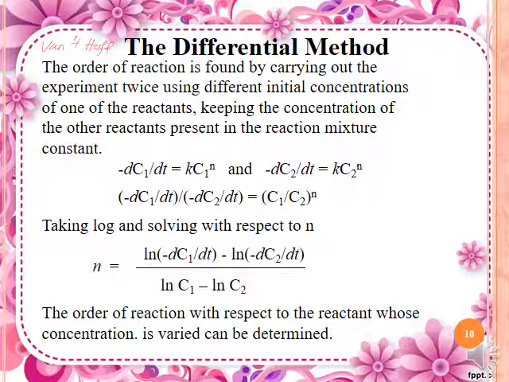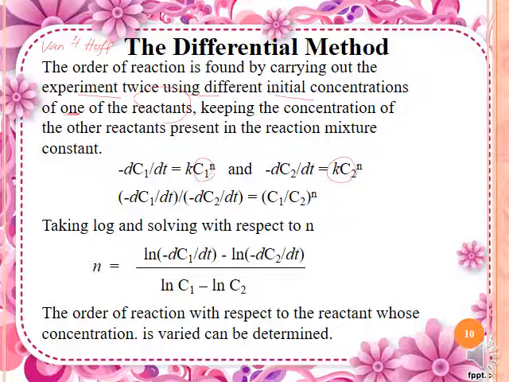So the order of reaction is found by carrying out the experiment twice. So we have to do the experiment twice, but using different initial concentrations of one of the reactants, and then for the other reactant, the concentration is kept constant. Now this is reactant 1, this is reactant 2.